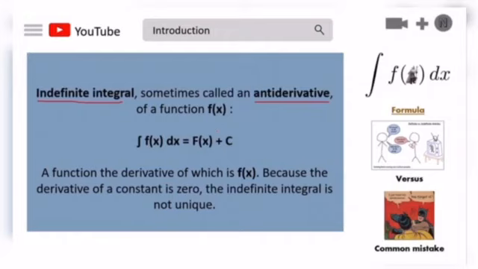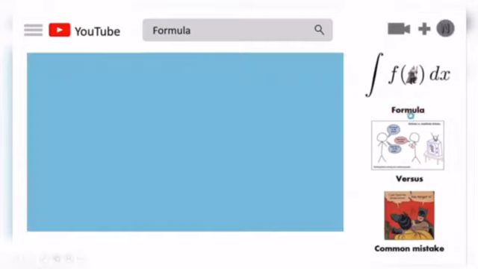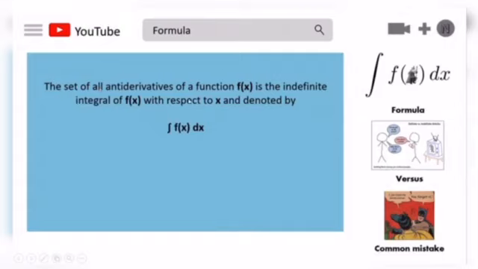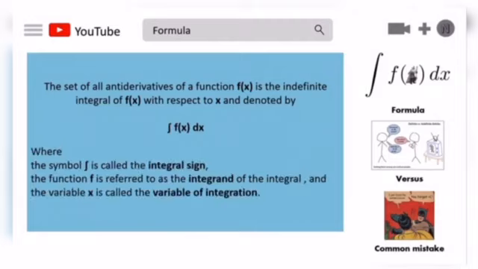So here the function is f(x). The indefinite integral is F(x) plus c, a function whose derivative is f(x). Because the derivative of a constant is 0, the indefinite integral is not unique. Now, the set of all antiderivatives of a function f(x) is the indefinite integral of f(x) with respect to x, and is denoted by integral f(x) dx.